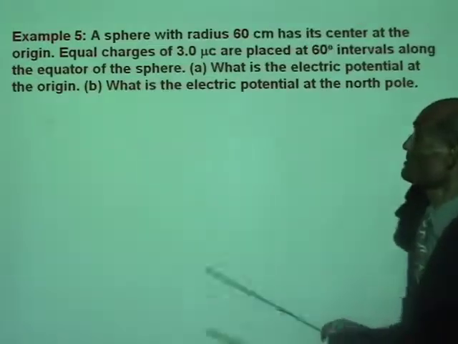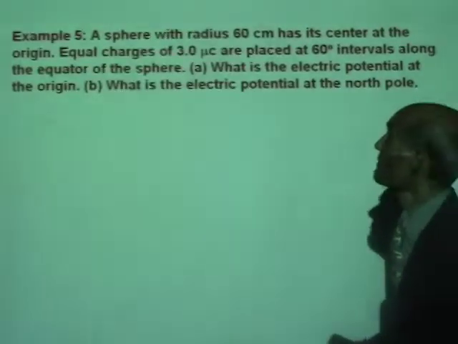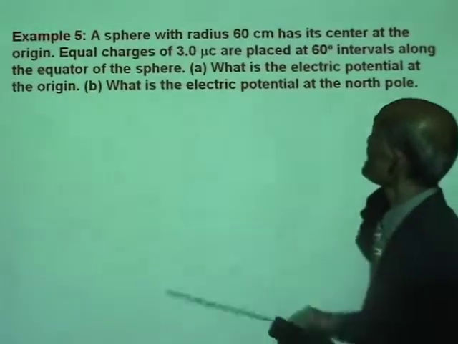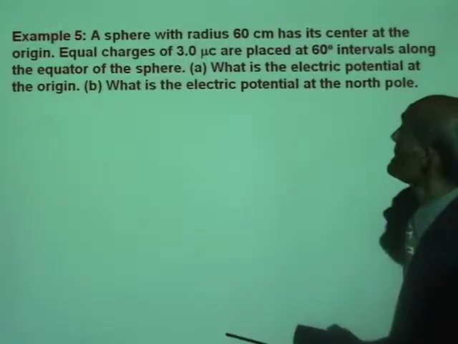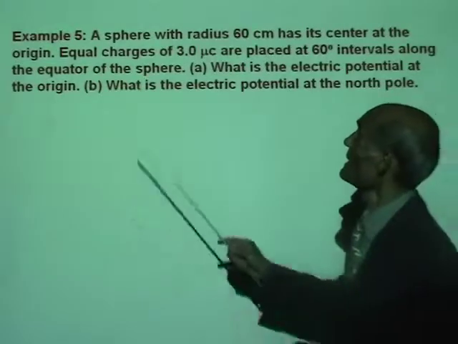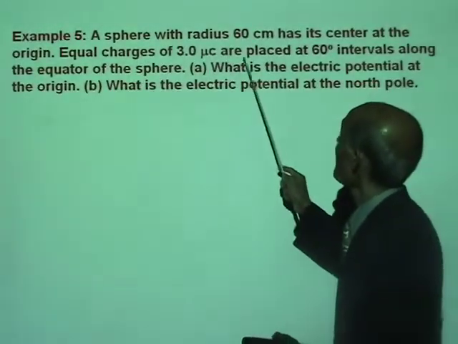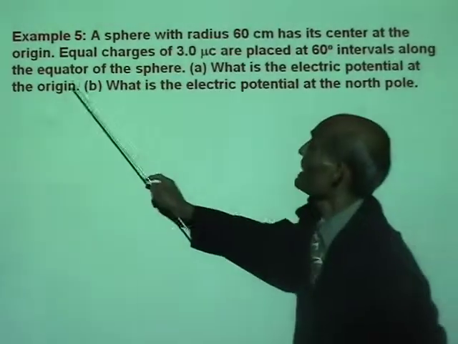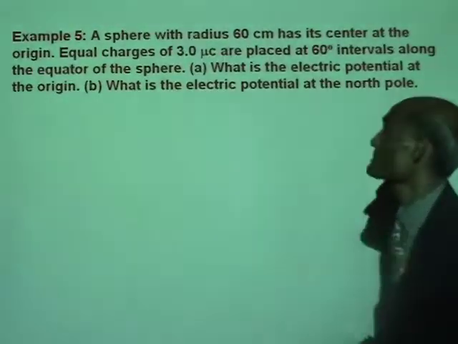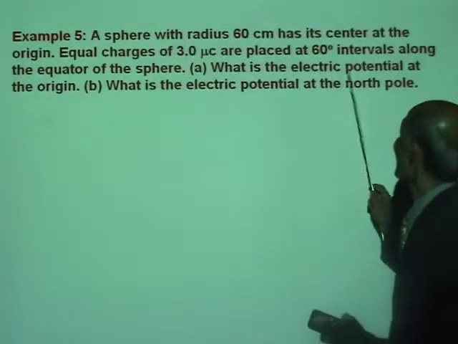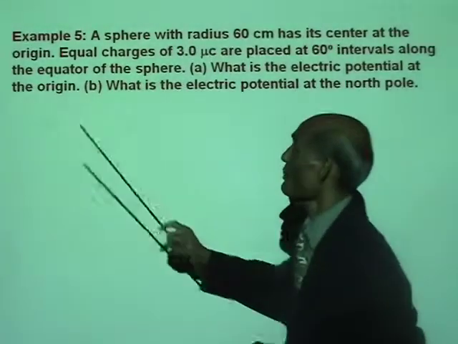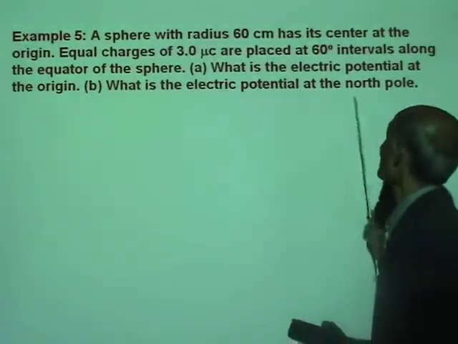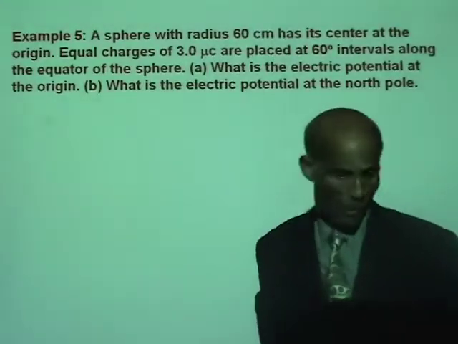Alright, let's do another one. A sphere with a radius 60 centimeter has its center at the origin. Equal charges of 3 microcoulomb are placed at 60 degrees intervals along the equator of the sphere. What is the electric potential at the origin? What is the electric potential at the North Pole?